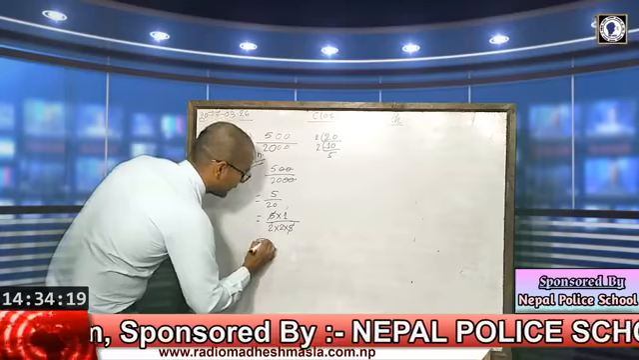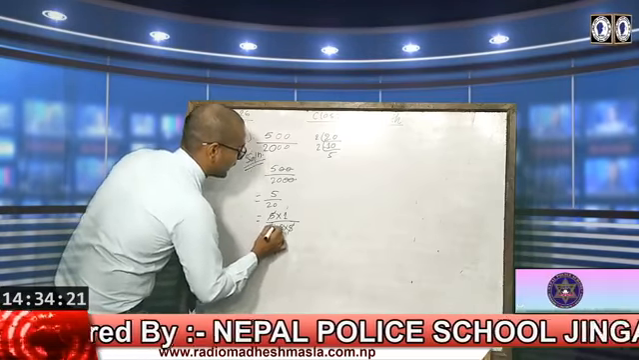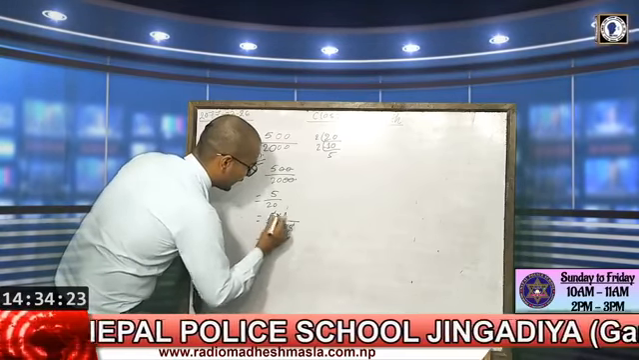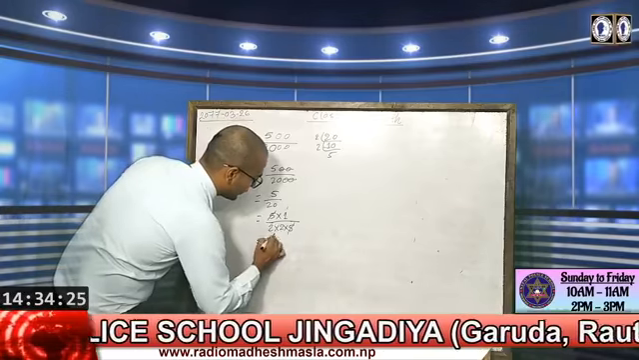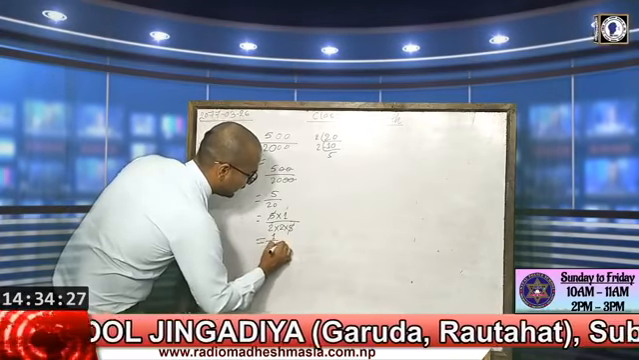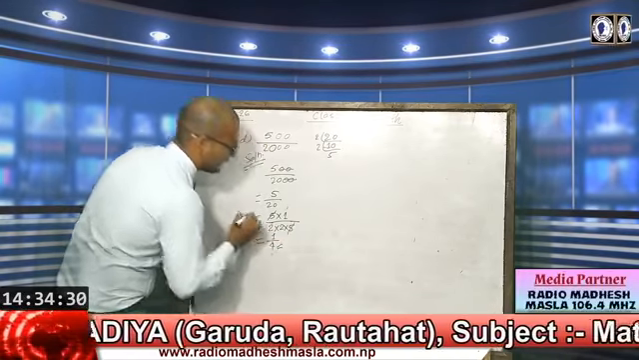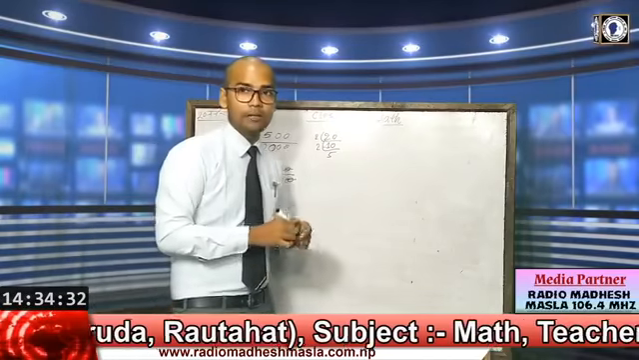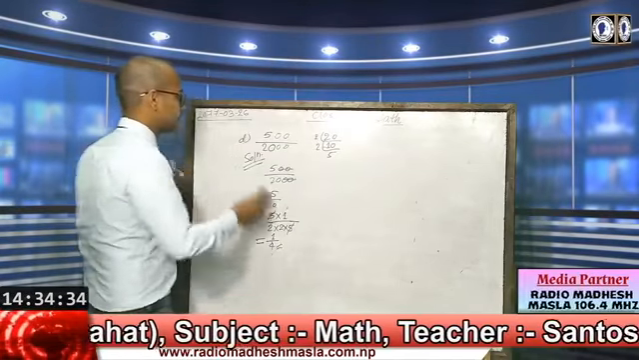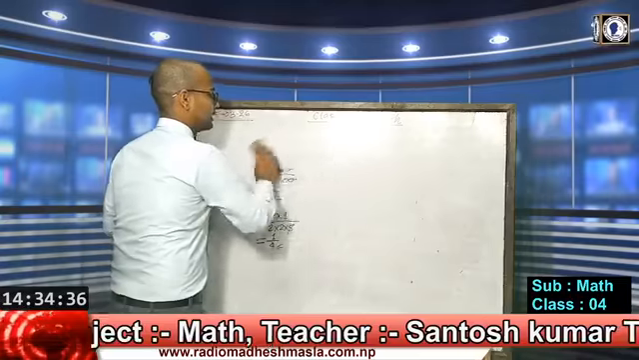Then as the lowest term of the given fraction, we will get 1 as the numerator and 2 to the 4 as the denominator. By this much we come to the end of our class.